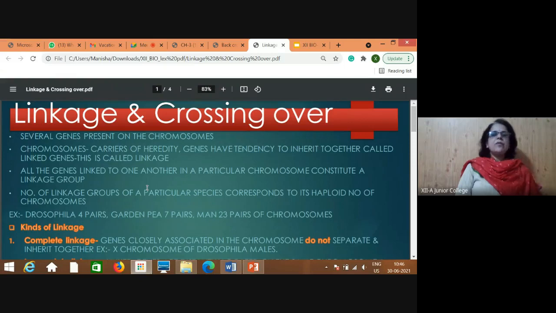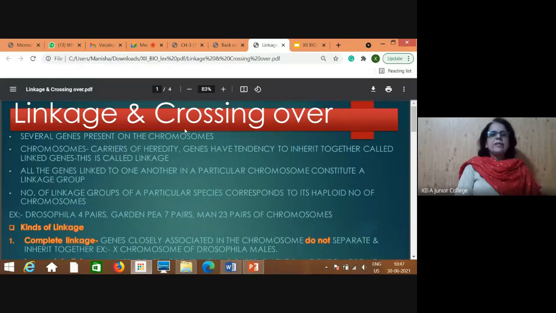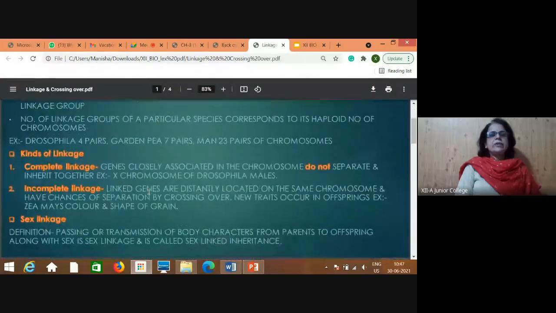For example, Drosophila has 4 pairs. Garden pea has 7 pairs of contrasting characters, as we have learned. And in human beings, how many pairs of chromosomes are present? 23 pairs of chromosomes are present. That is the haploid condition, the number of chromosomes in haploid form. Haploid means single set, diploid means double set, triploid means 3, like that. Now we will see what exactly this kind of linkage is.